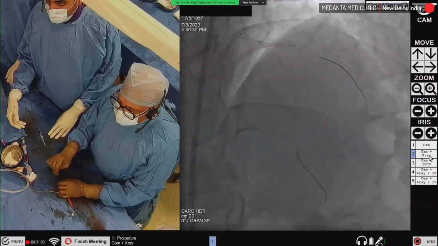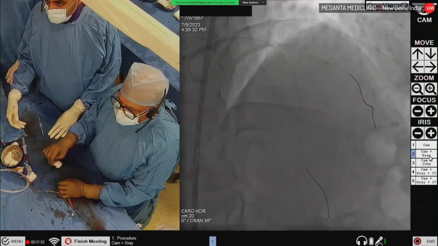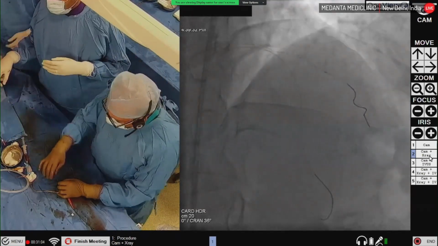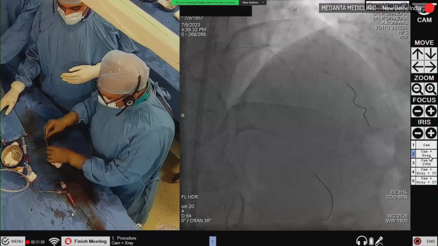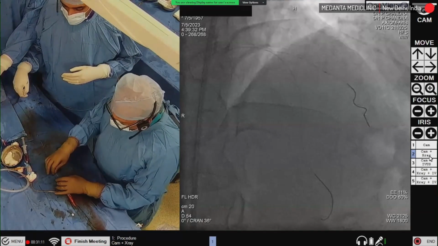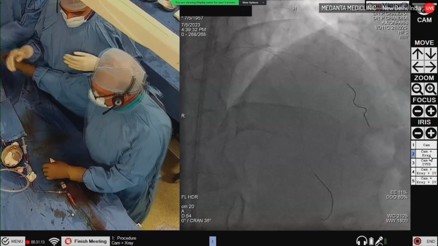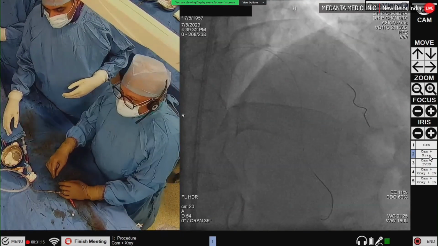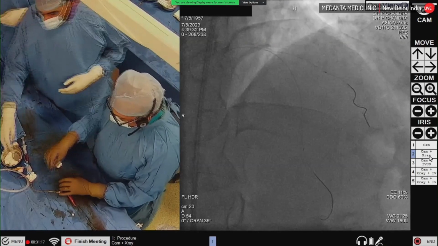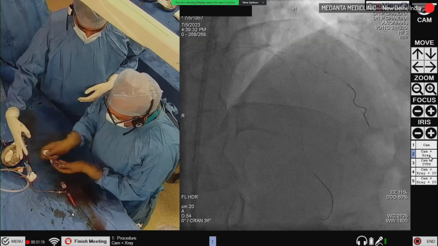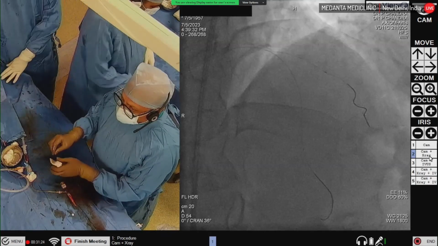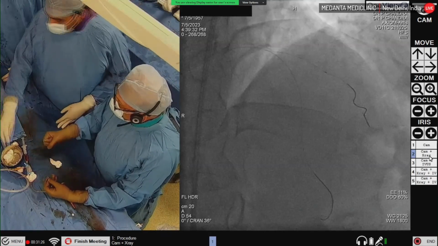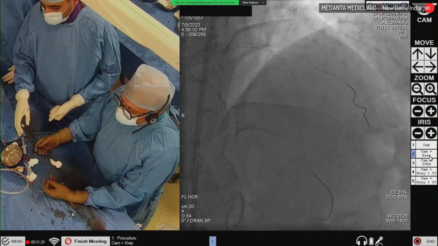I don't know what happened to this. So we can take another balloon. Give me a new balloon, 2.25. 2.25 into 12. So you see how much interplay happens, and that the plaque modification needs to be done in this kind of fibrocalcific disease. And give me a balloon, please.